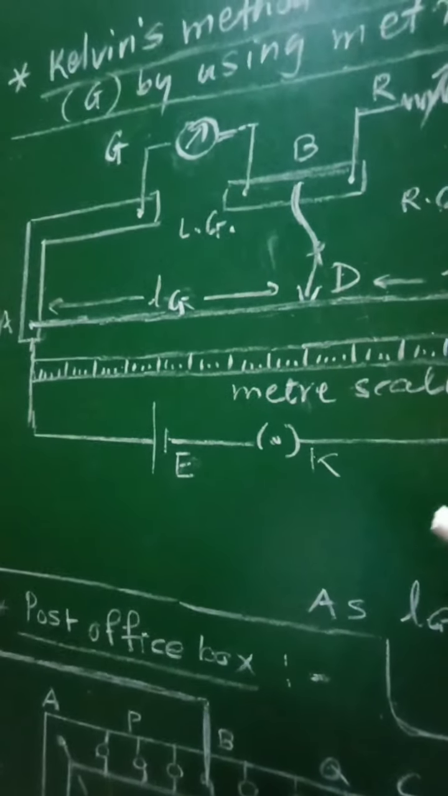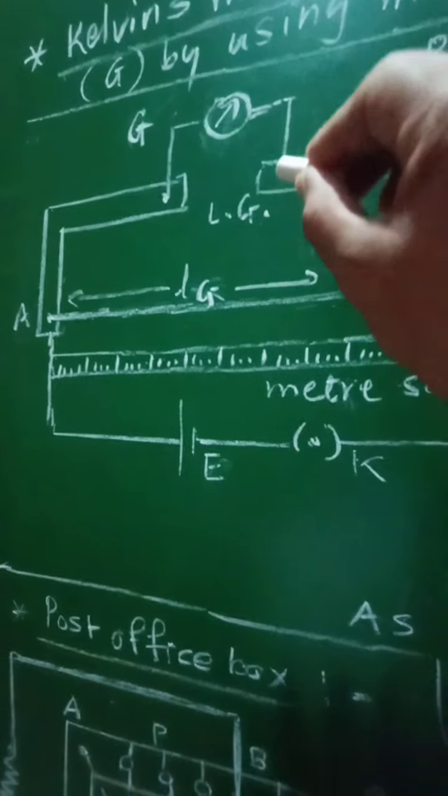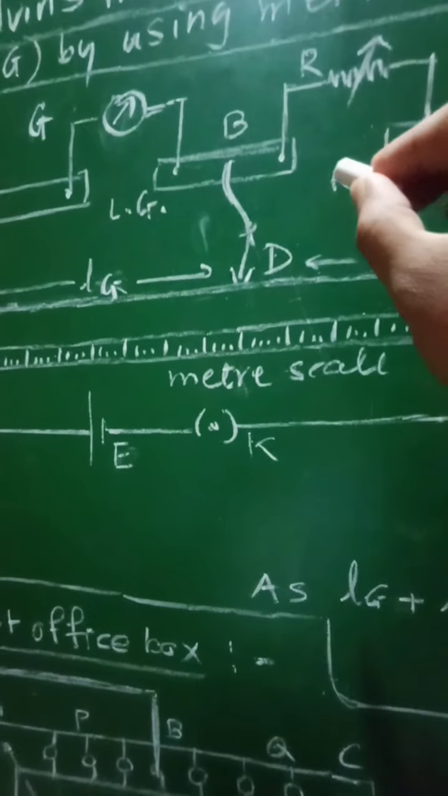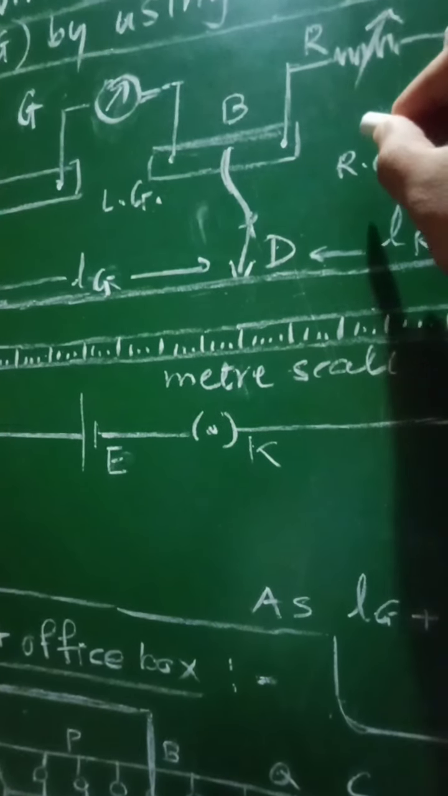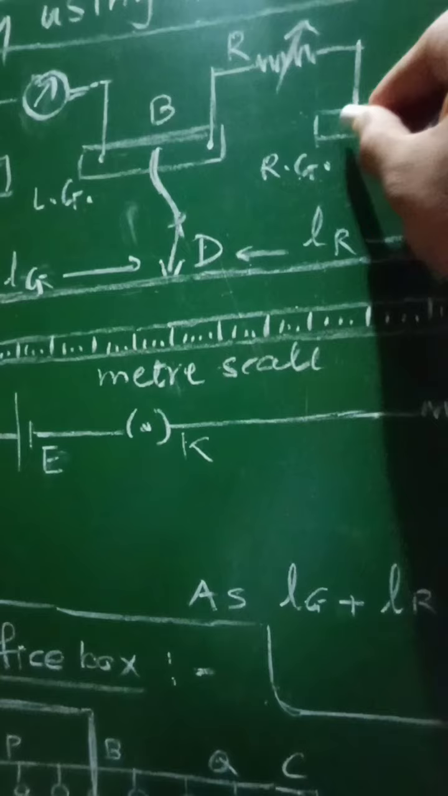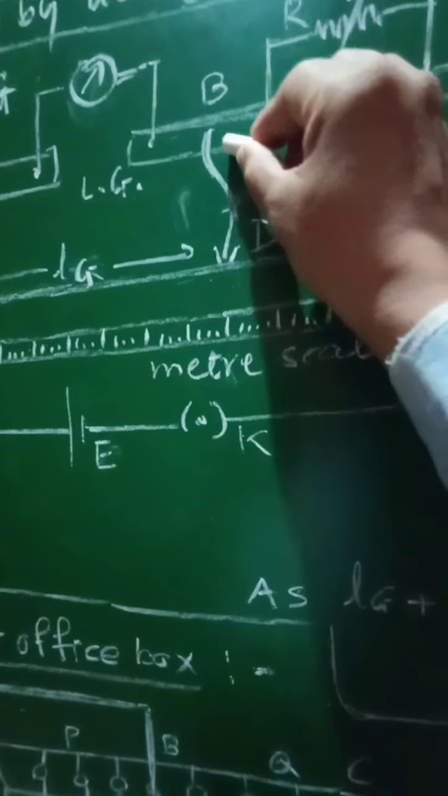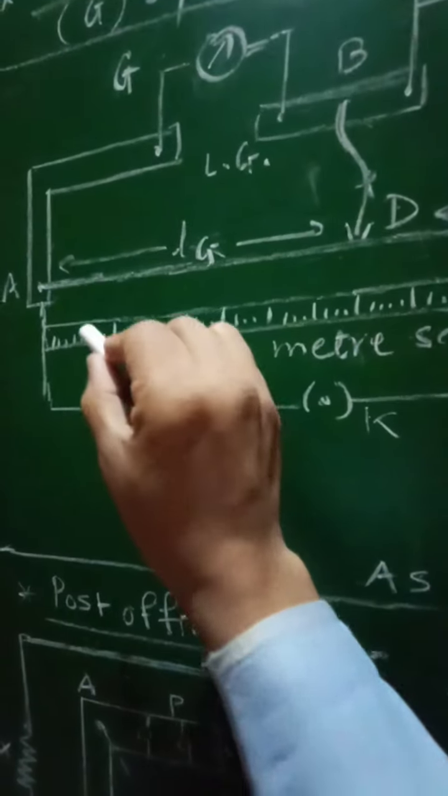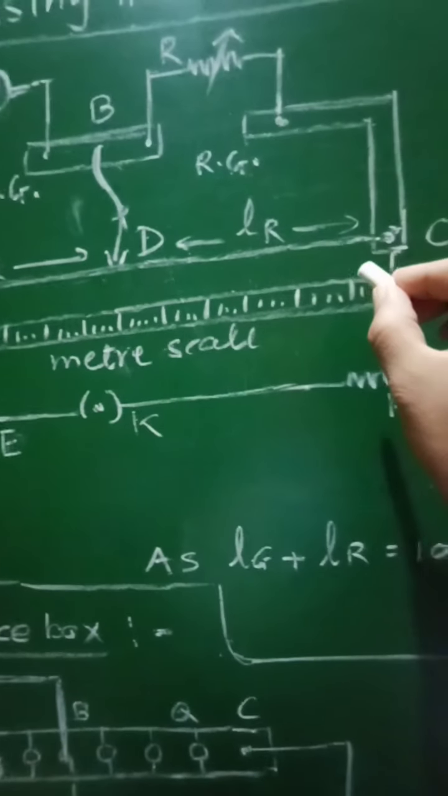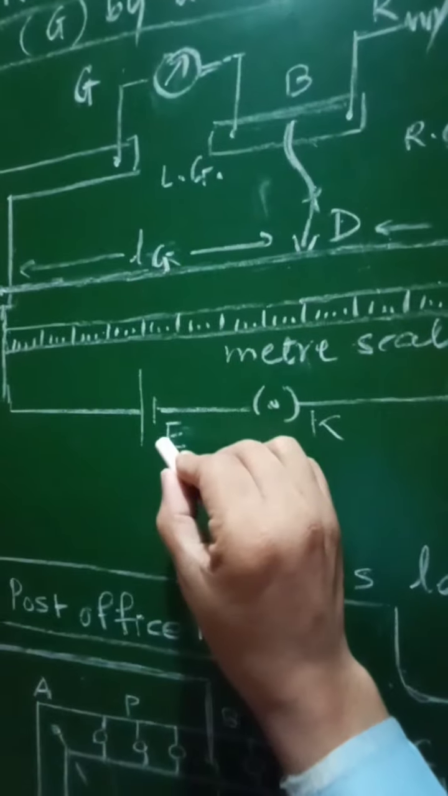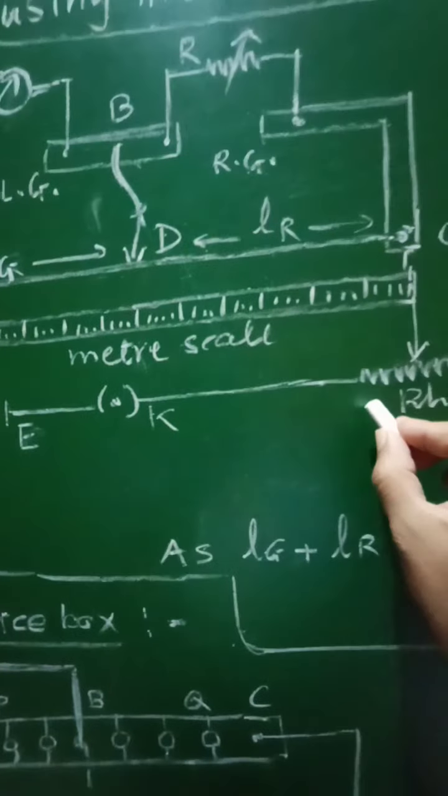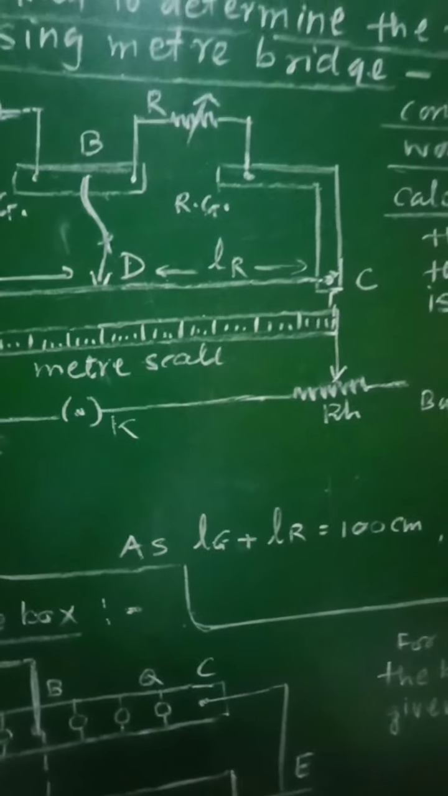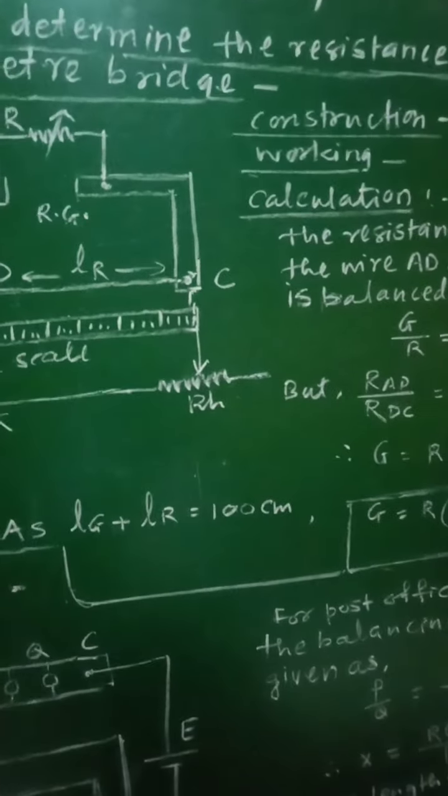So in this case, in the left gap, the galvanometer whose resistance is to be determined is connected. In the right gap, unknown resistance R in the form of resistance box will be connected. The point B will be directly connected to the jockey. Then between the two ends of that wire A and C, a series combination of battery, key and rheostat RH will be connected.